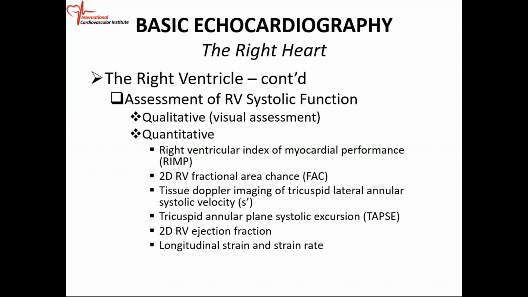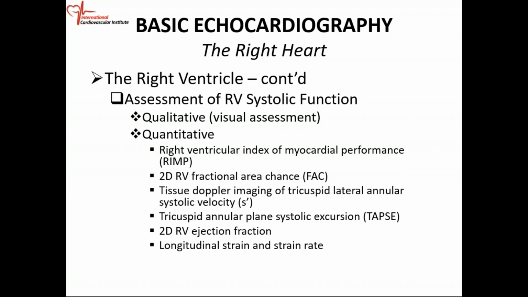You can also do, and this is very accurate now, tissue Doppler imaging of the tricuspid lateral annular systolic velocity. When you look at the lateral tricuspid annulus, it's going to move up a certain distance, but it's going to move at a certain speed. And if the speed is reduced, then you have RV systolic dysfunction. You have a reduction in the RV systolic function. It's supposed to be at a certain velocity.